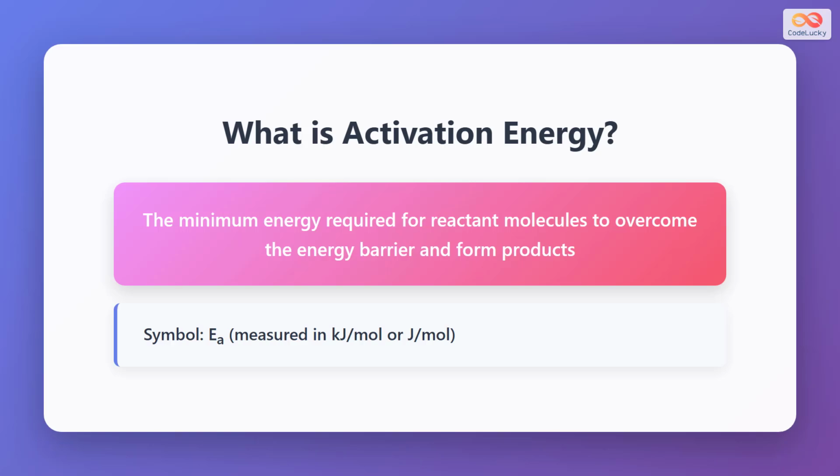Activation energy, denoted by the symbol E sub A, is defined as the minimum energy required for reactant molecules to overcome the energy barrier and successfully form products. It is measured in kilojoules per mole or joules per mole. Every chemical reaction has a specific activation energy value. Without this minimum energy, molecules simply bounce off each other without reacting, even if they collide. Only when molecules possess energy equal to or greater than the activation energy can bonds break and new bonds form to create products.